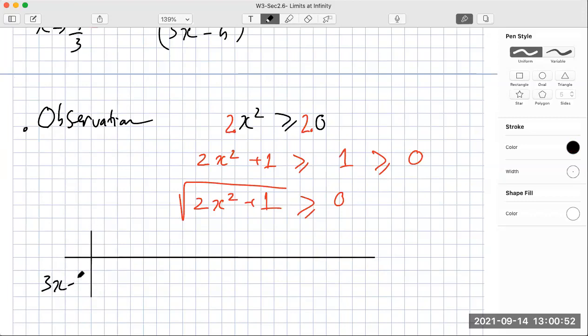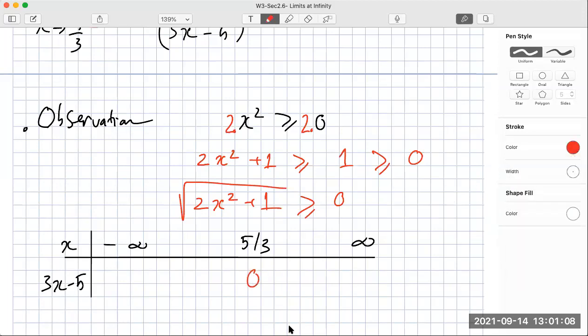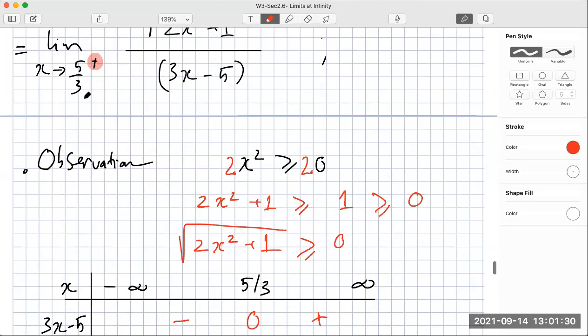Three x minus 5. If x takes values from negative infinity to 5/3 and then to positive infinity, we know that this function is equal to 0 at this point, right? If x is larger than 5/3, is it positive or negative? Positive. Very good. If x is smaller than 5/3, is it positive or negative? Negative. Very good. And we're considering the limit of this guy, right?